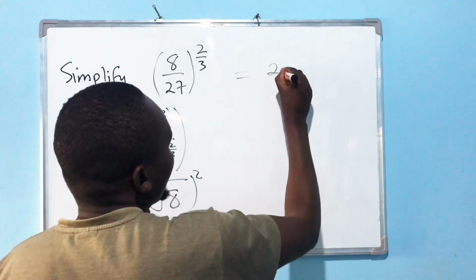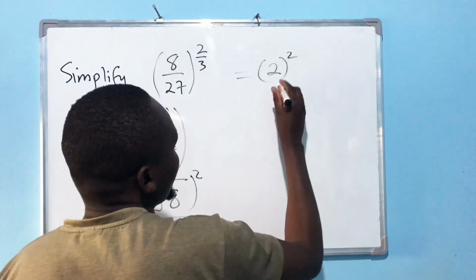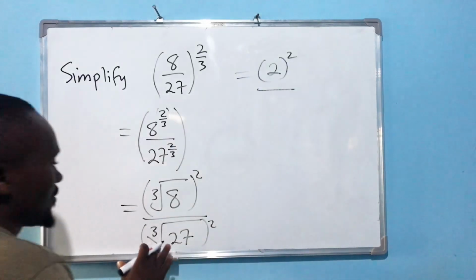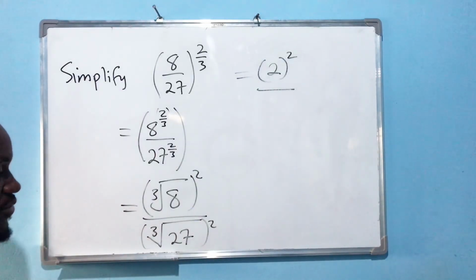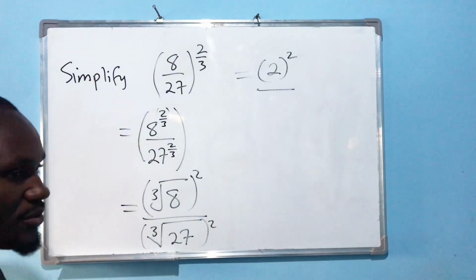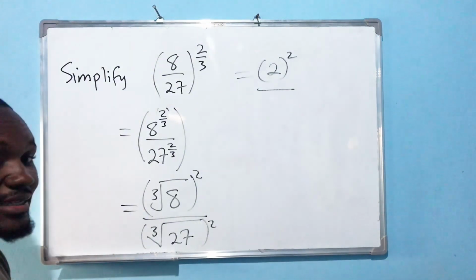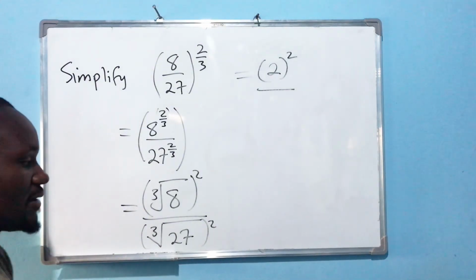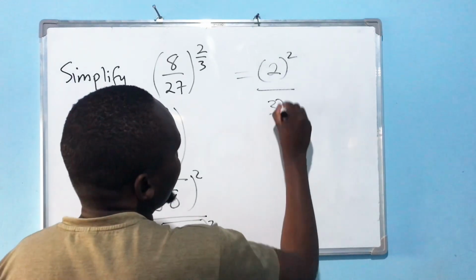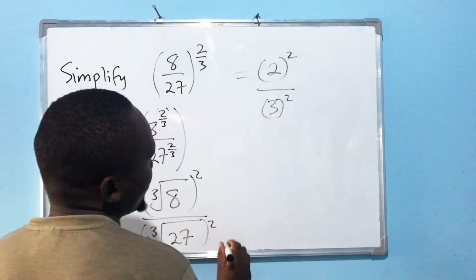So we have a 2 on top, and this is raised to the power of 2 over, what is that number that you can multiply by itself 3 times to give you 27? That number basically is 3. So 3 times 3 gives you 9, and 9 times 3 gives you 27. So we'll have a 3 down here, which will be raised to the power of 2 as well.